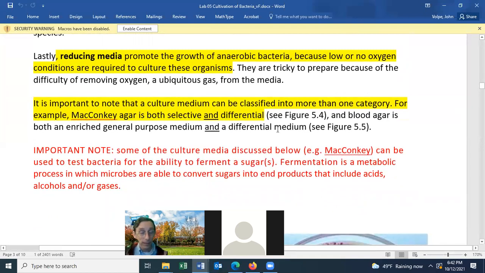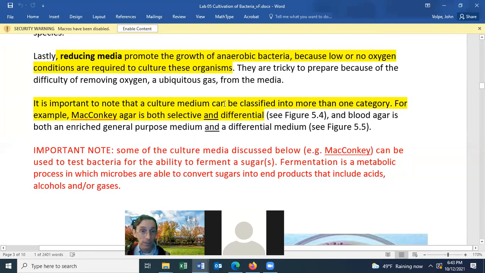Lastly, the last media we need to talk about is a reducing media. A reducing media promotes the growth of anaerobic bacteria because anaerobes require low or no oxygen conditions in order to grow. Now it's tricky getting these to grow if they're strictly anaerobes because any exposure to oxygen will kill the cells. So you have to keep them totally in the media.